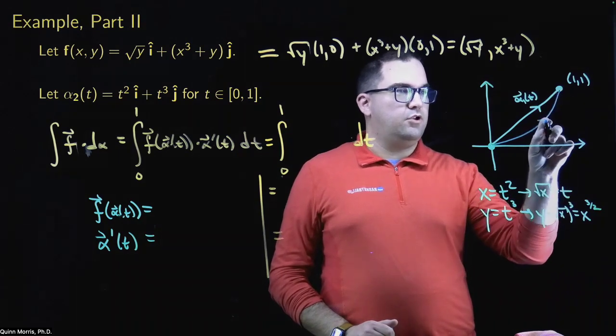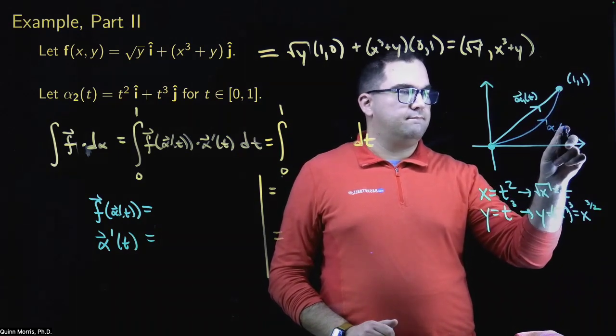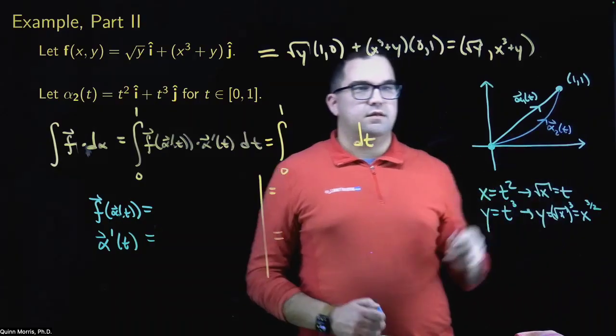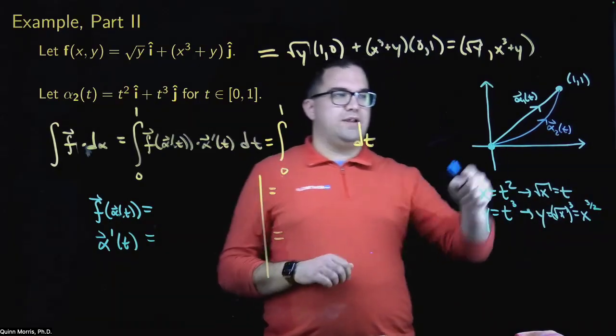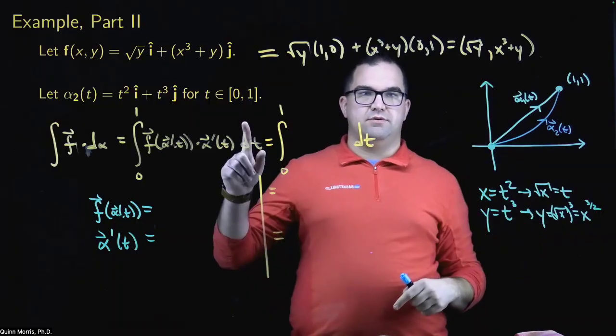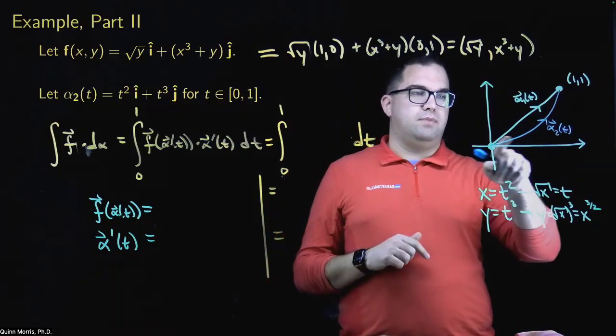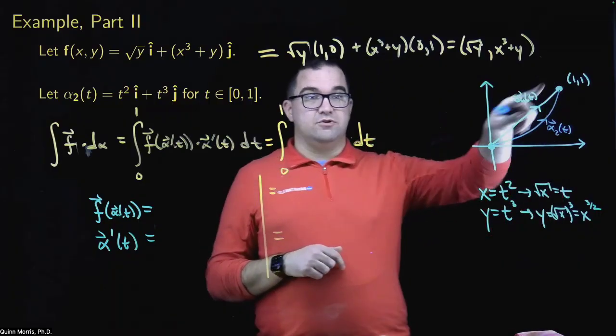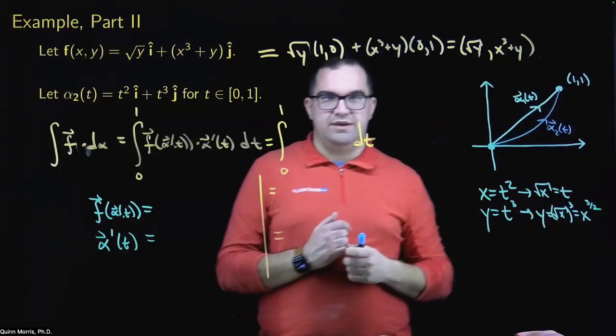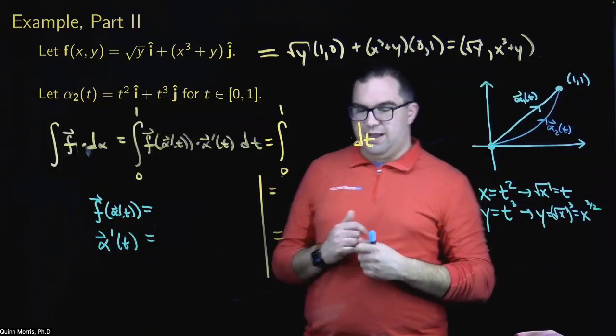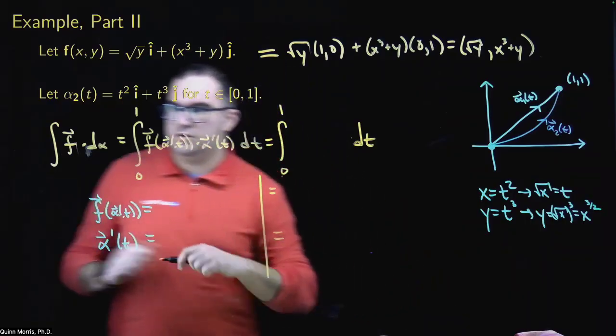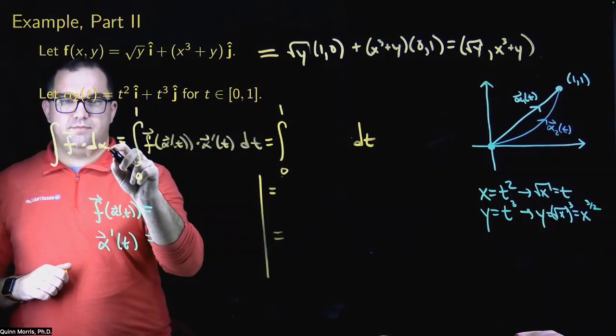Now notice these paths start and end at the same points. They both start at 0, 0. They both end at 1, 1. But they carve out different trajectories. The graphs of these are different. So let's see what happens here then if we switch to alpha 2.